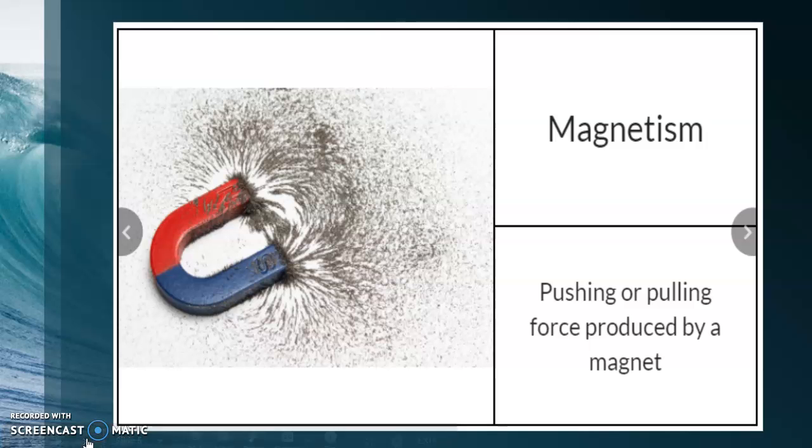Magnetism, pushing or pulling force produced by a magnet. So here you have your north end and south end, and you can see the metal shavings, and there is that magnetism. It looks like little waves coming off. That is magnetism, a pushing or pulling force produced by a magnet. Pause the video and write that one down.